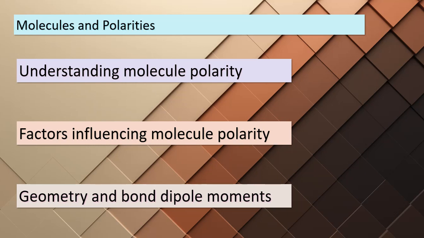The shape of a molecule plays a significant role in determining its overall polarity. Additionally, individual bond-dipole moments, which result from differences in electronegativity between bonded atoms, contribute to the overall polarity of a molecule. Keep in mind that a molecule's polarity affects various properties, including its interactions with other molecules. Now, let's delve deeper into the relationship between geometry, bond-dipole moments, and molecular polarity.